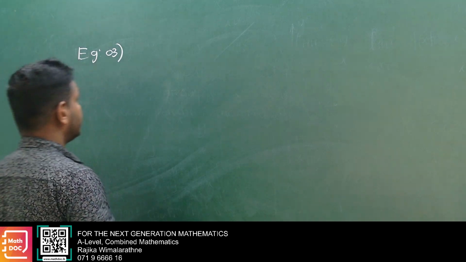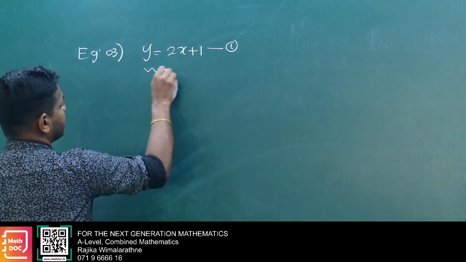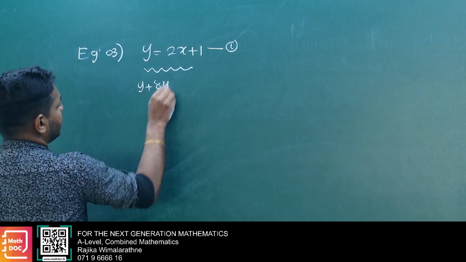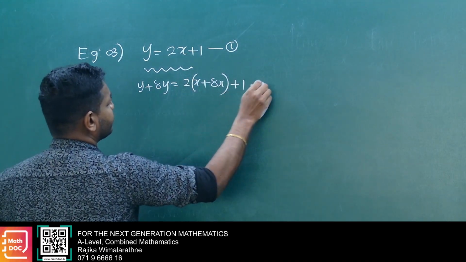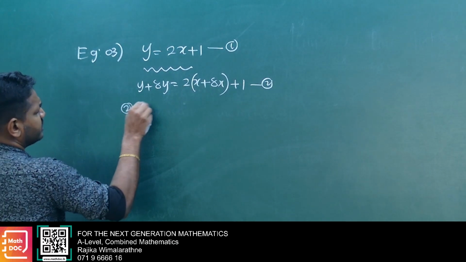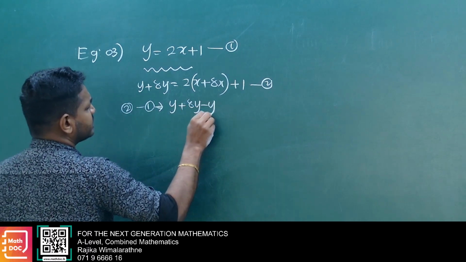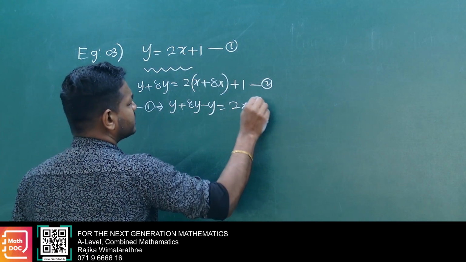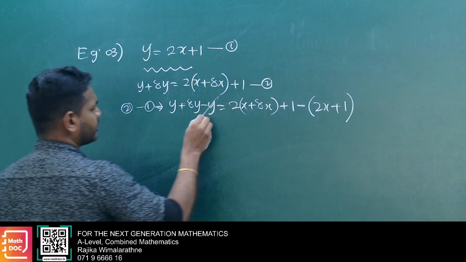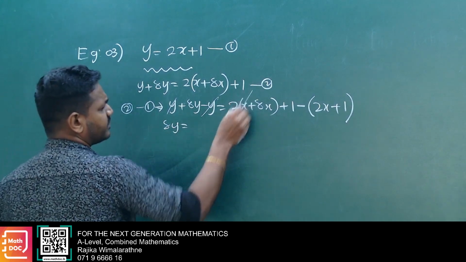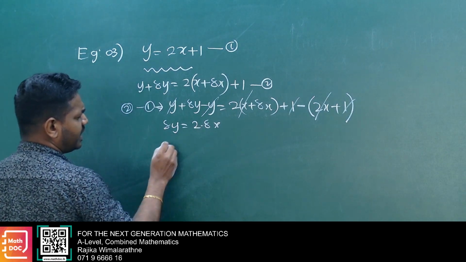Example 3. y equals 2x plus 1. Then you write a statement here. Then y plus delta y equals 2x plus delta x; instead of x you put x plus delta x. Then subtract: y plus delta y minus y, right side, 2x plus delta x plus 1 minus 2x plus 1. Delta y: here 2x and 1 cancel, we have 2 delta x. Now divide by delta x.